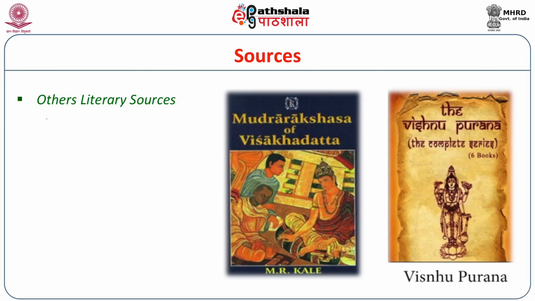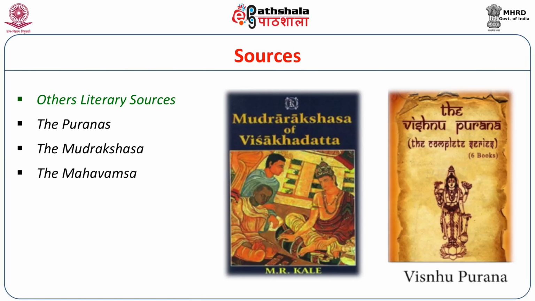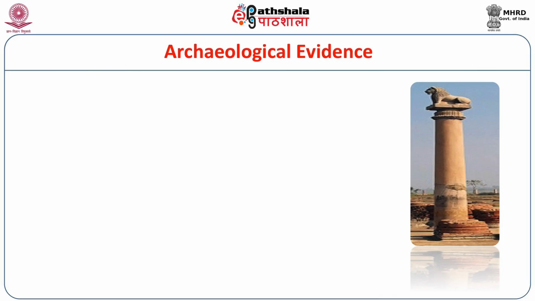Other literary sources can be enumerated which refer back to the Mauryan period. The Puranas give the kings' lists. Mudrarakshasa, a dramatic work, is also based on events taking place in the Mauryan period. We have the Sri Lankan chronicle, Mahavamsa. Faxian and Xuanzang's accounts also refer to the period of Ashoka. The literary sources have been corroborated by archaeological evidence.